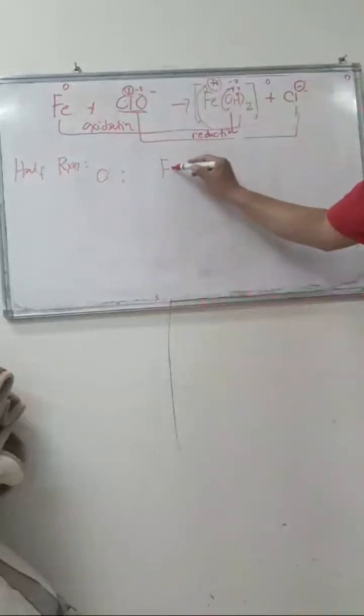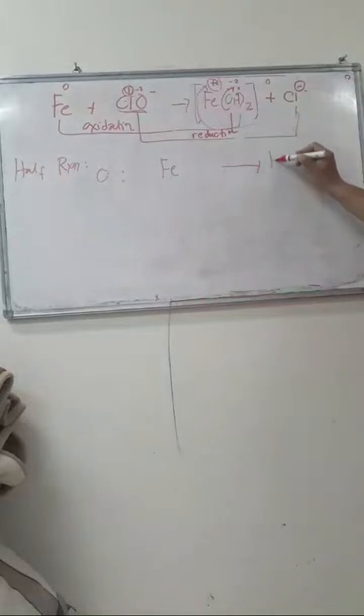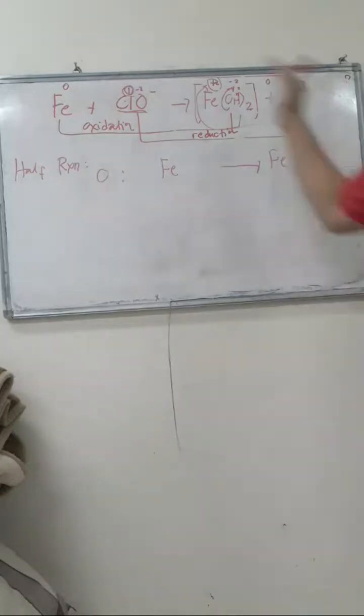Iron. Do not copy the 0 during the half reaction. Fe is equal to Fe(OH) times 2, like that. Now, you said in oxidation you have to add electrons on the right. Now, what electrons will you add here? You know that from 0 to 2 is 2 electrons.